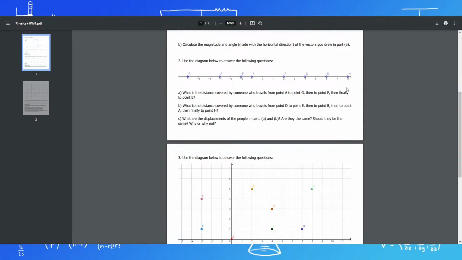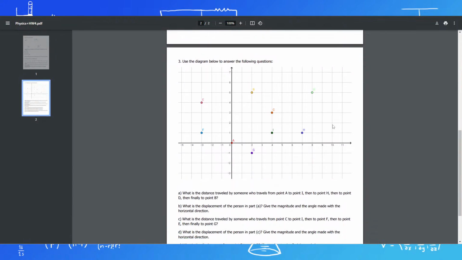Their displacements are the same. Their initial and final positions are not. Position is what you're thinking about, not displacement. Their displacement, their change in position, the amount and direction of it are the same. So yeah, they're the same, and they should be the same.